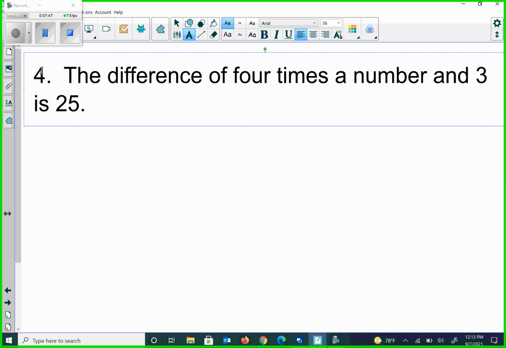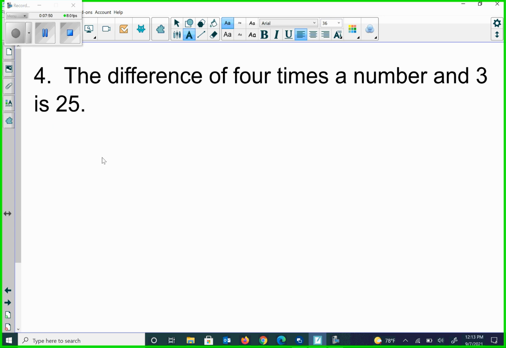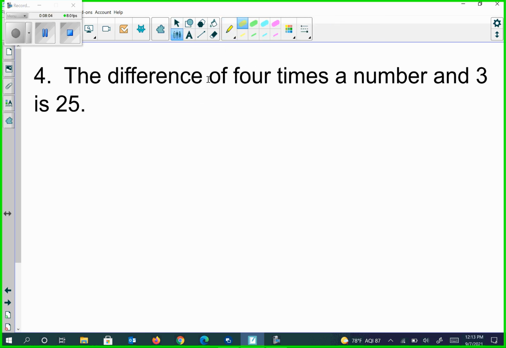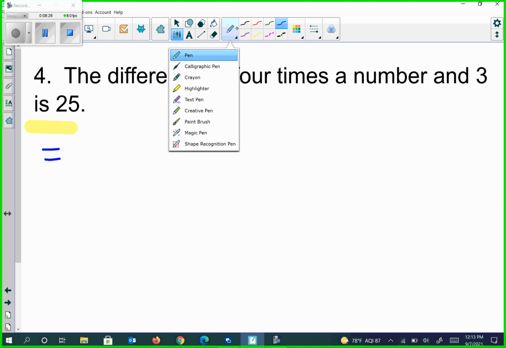Okay. So this next problem says the difference of 4 times the number and 3 is 25. Okay, I'll read it again. The difference of 4 times the number and 3 is 25. So, friends, what does this mean? Equals 25. Okay, so we have an equal sign. So again, I'm going to put kind of what I would do. You know how that's going to be represented on the quiz? Okay? So you're not going to have equal 25 at some point. Okay? Thursday.